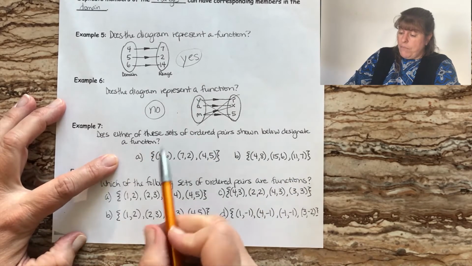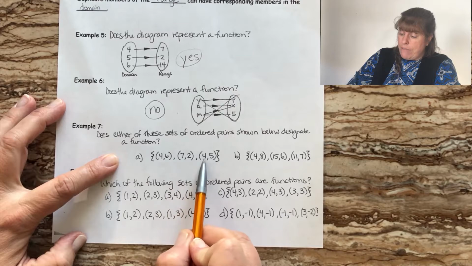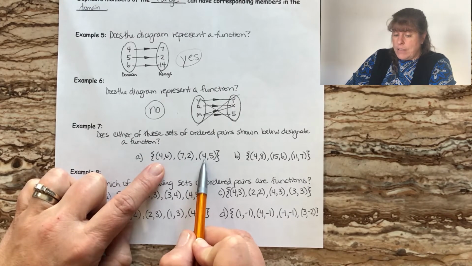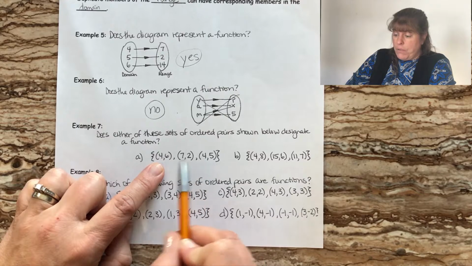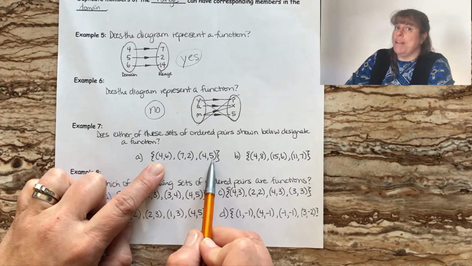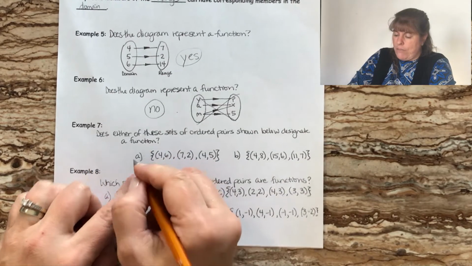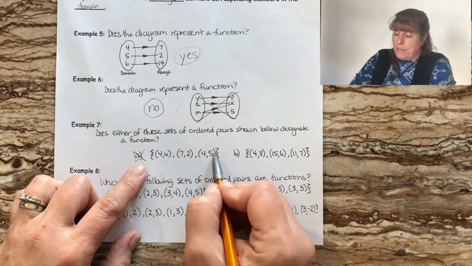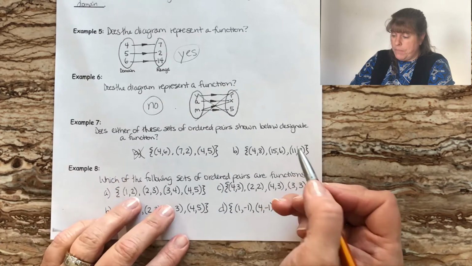Well, here we have 4, 7, and 4. You might say, well, this 4 is twice. Does that work? Well, because it's a 6 one time and a 5 another time, then no, it doesn't work. This is not a function. Cannot be a function, because you can't put 4 in and get 6 one time and get 5 another time for it to be a function.